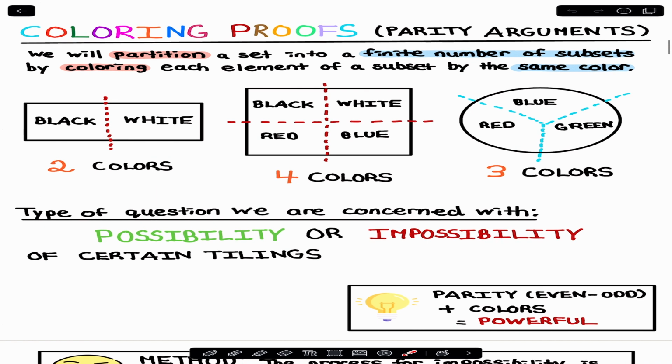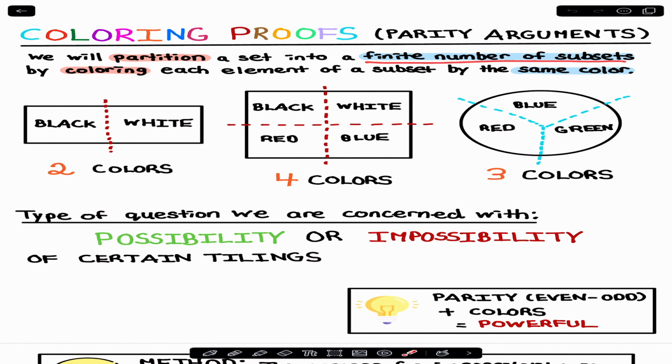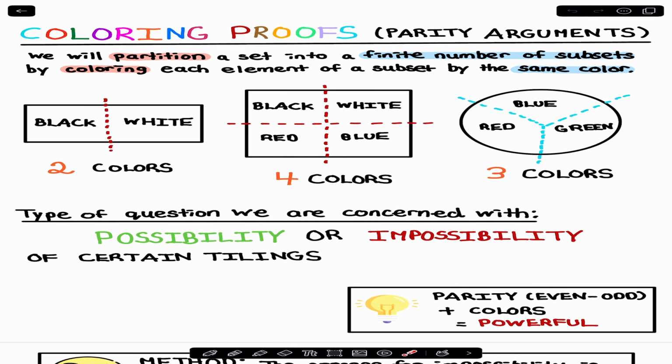So in coloring proofs, our goal is to partition a set into a finite number of subsets by coloring each element of a subset by the same color. So that might not mean much right now, but when you see it again through the examples, it should hopefully make more sense. So after this video, after seeing all the examples, I would probably come back to this first page.